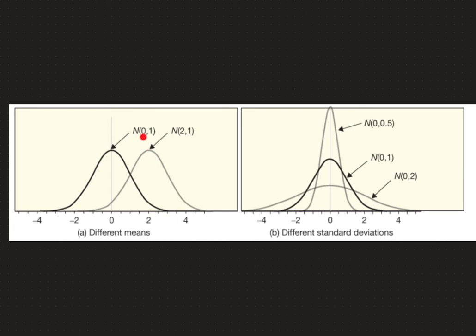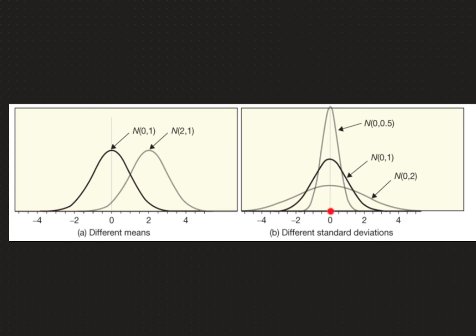And this is one way to report the mean. And what would this be? This is the standard deviation. As you can see, the black curve and the gray curve in example A have different means but the same standard deviation. So their shape is roughly the same. The gray one is just shifted 2 to the right for the mean.